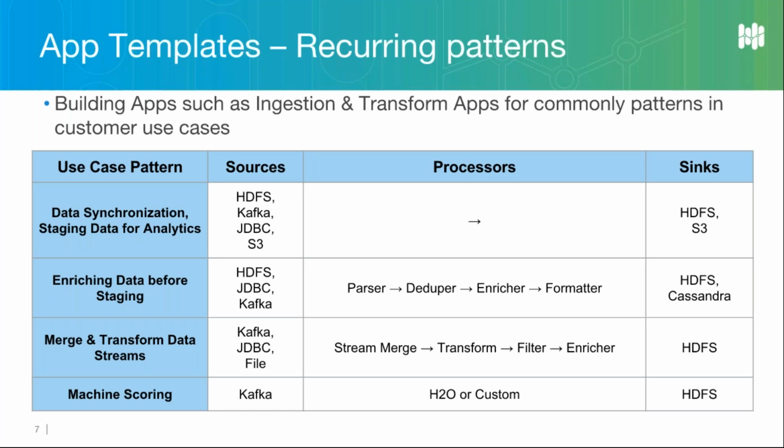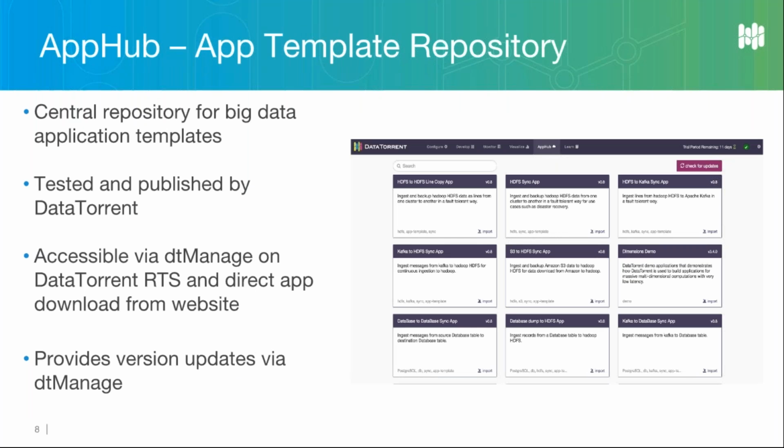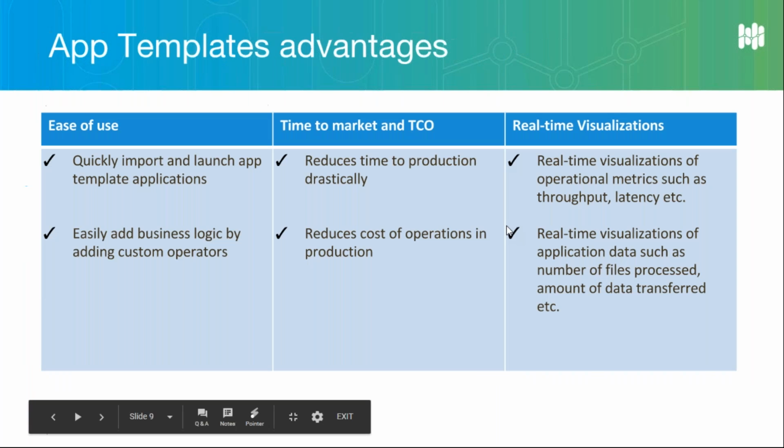If there are some use cases like merge and transform, we have those operators already there, and the app templates are ready. If there is some kind of machine scoring use case, then we have H2O kind of operators, and then you can write it to HDFS. So basically, this is how your app hub will look like. You can go to the DataTorrent site and just go over the app hub. You can just import that and try using that app with some properties.